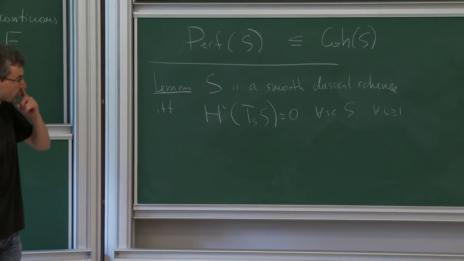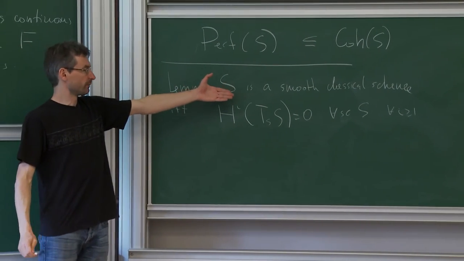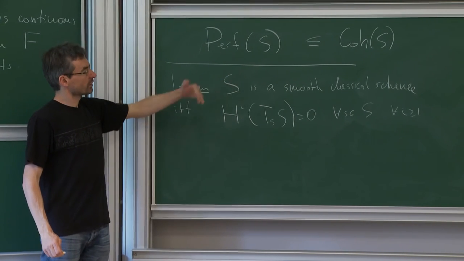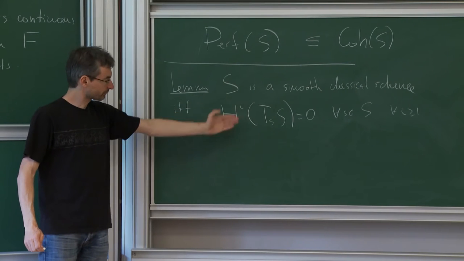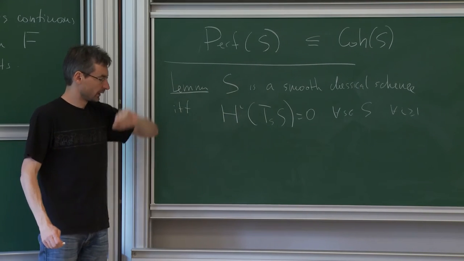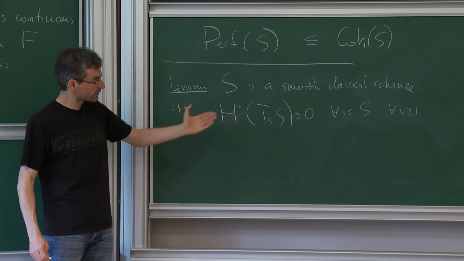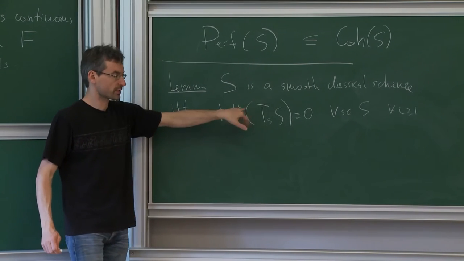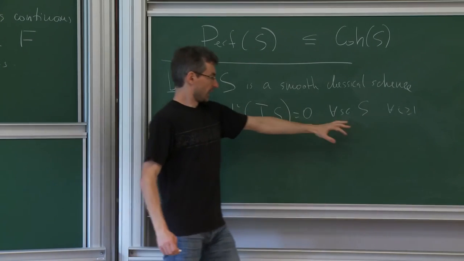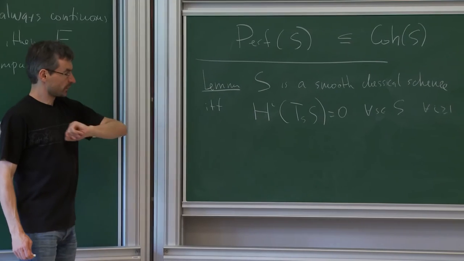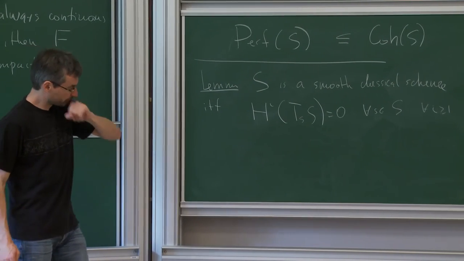So this is something you know for classical schemes. If you take a classical scheme, it's smooth if and only if the tangent fibers are... take Illusie's cotangent complex, take fibers, dualize, then you will only see zeroth cohomology. But it's also true in the derived setting with the same proof.